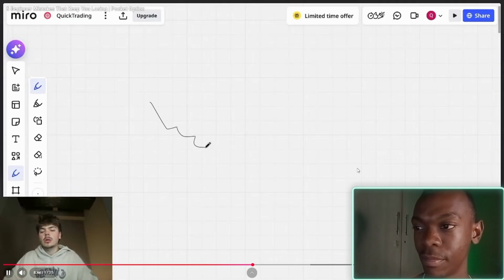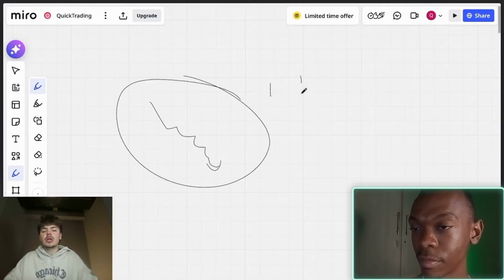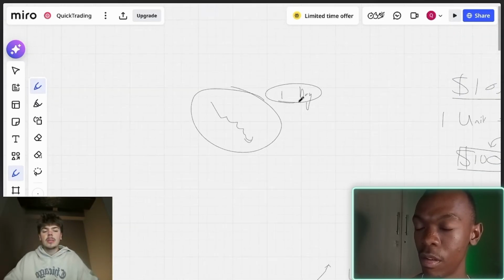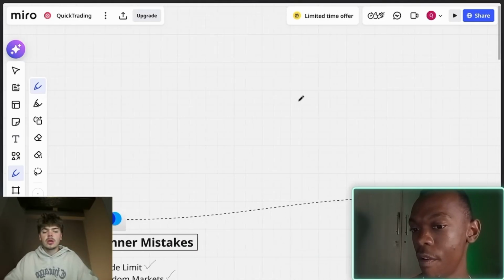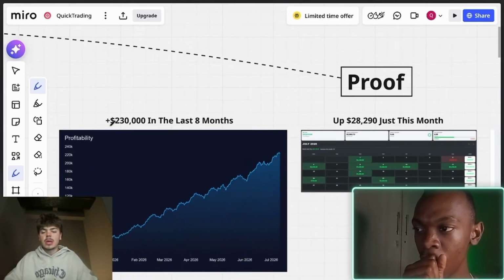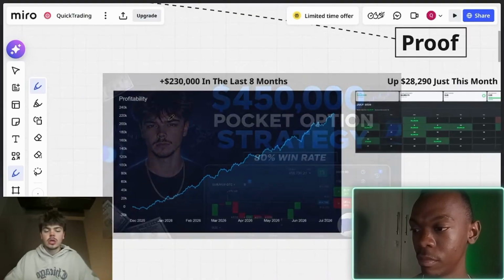And they start losing money with that strategy. Now, they've been using that strategy for literally one day. But what they don't realize is that a strategy does not perform across one day. Yeah. I mean, if you come back to the proof over here, you can literally see that over the last 8 months, I've managed to make $230,000 all using the exact same strategy, which I've literally gone and revealed on this channel. You can go and check the video.